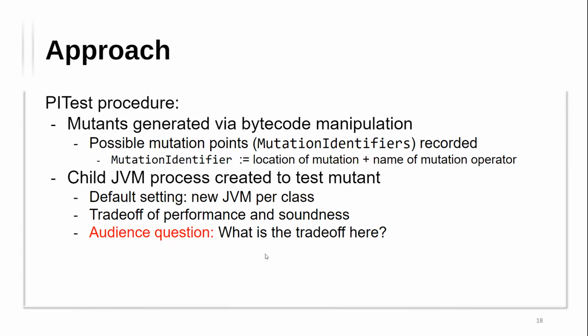There's a trade-off here between the default setting, which is to spin up a new JVM per class, and what is exactly the trade-off here? So there's a trade-off of performance versus the soundness of the whole mutation score testing. What exactly is this trade-off? Does anyone want to answer this question?